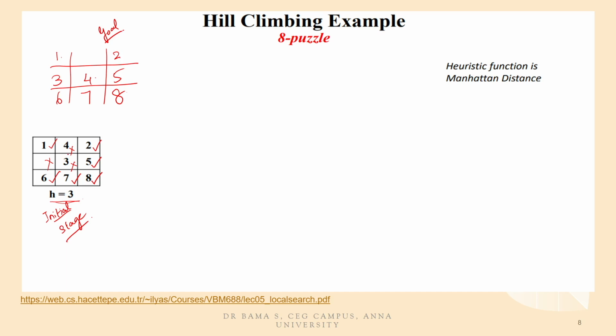Okay. If you see, the number of misplaced tiles is 1, 2 and 3. Either one of them we can take. Here we are taking the number of misplaced tiles. So, 1, 2 and 3. So, the heuristic value is 3. Now, from here there are 3 possibilities that we can go.